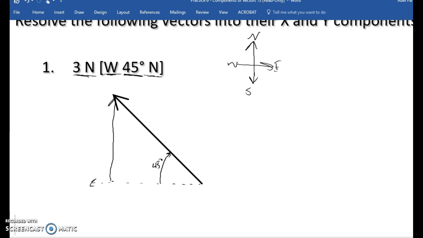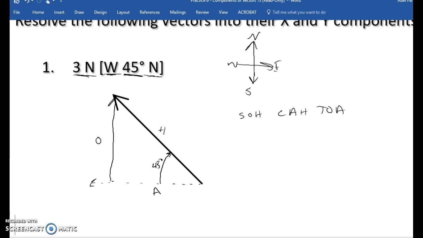Now, if we're talking about SOHCAHTOA, this is our adjacent side, this is our opposite side, this is our hypotenuse. So that's how we draw it, right? So here's your baseline west, you go 45 degrees north of that. From here, we're going to use SOHCAHTOA to find both the length of the adjacent side and the length of the opposite side.